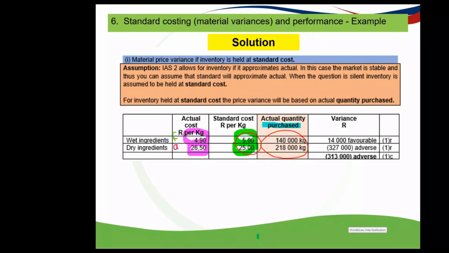So you'll see when you look at wet ingredients, for example, R4.90, that it actually cost us for the eggs, for example, is less than the R5. So yes, it's favorable in terms of wet ingredients. Dry ingredients, on the other hand, cost us actually more than we budgeted, so it's adverse. So combined, we've got the wet favorable, dry adverse, and combined, we've got an adverse price variance of 313,000. Are there questions about the material price variance?